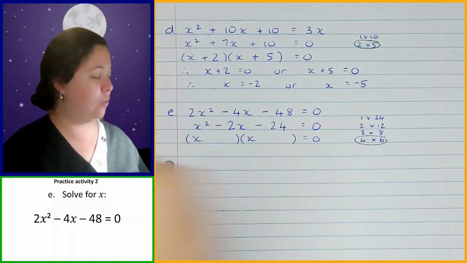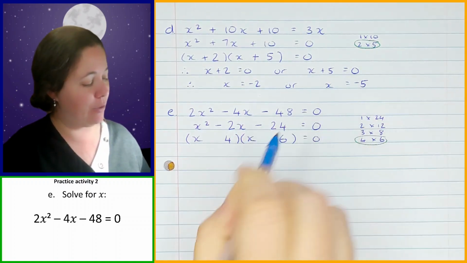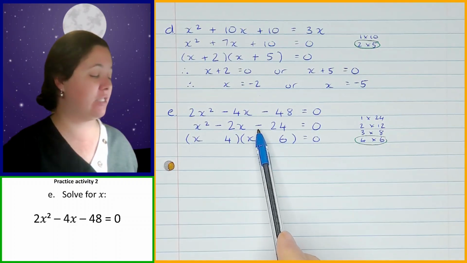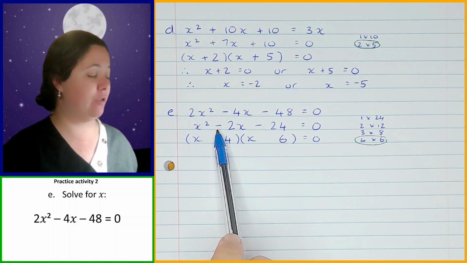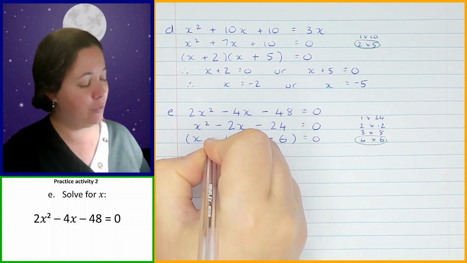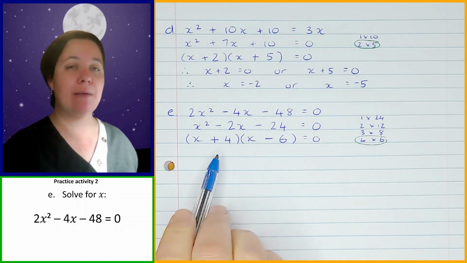So I'm going to have 4 in one bracket and 6 in the other bracket. Now my signs are going to be opposite signs because I have a minus over here. The bigger number, which is the 6, is going to get the sign of the middle term. So that's the minus over there. So that's going to be minus 6, and then the other bracket is going to get a plus. Okay, now we can go and take each of those factors and make them equal to 0.